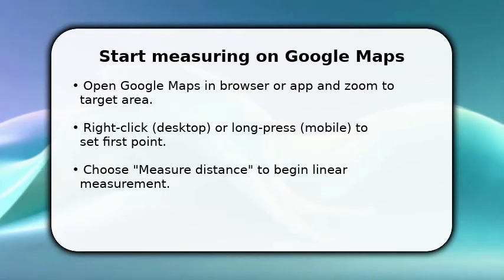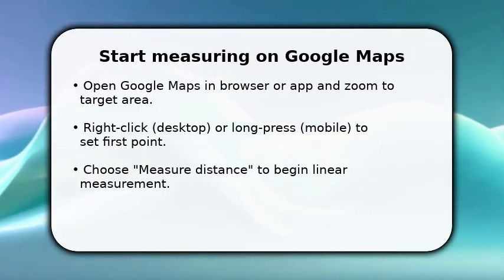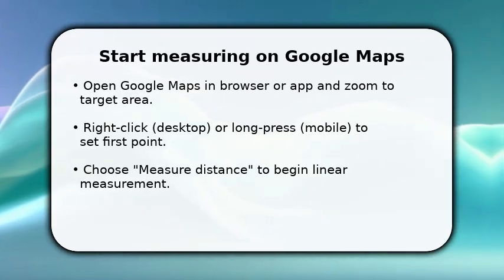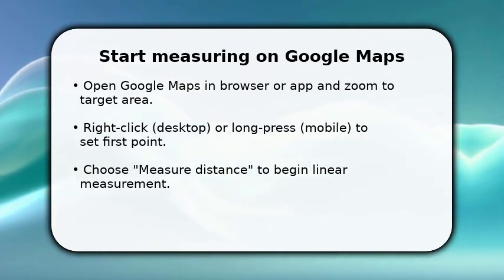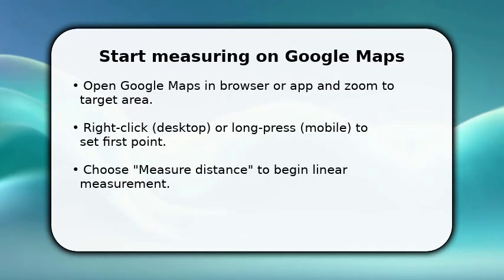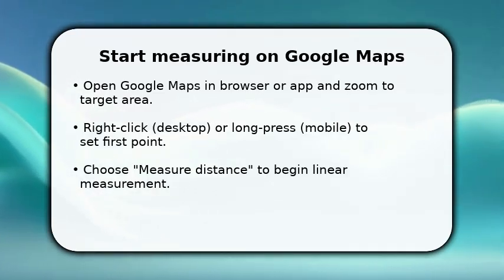You begin by opening Google Maps and centering the area you need. Right-click on desktop or long press on mobile to drop the first point. This kicks off measurement. Once done, select Measure Distance. That initial action locks the tool and shows a baseline. You do this so every subsequent point adds cumulative distance, and you can see why precise zooming matters.